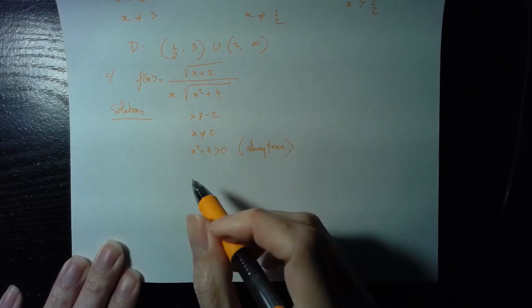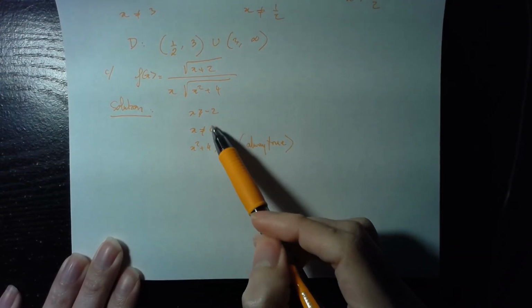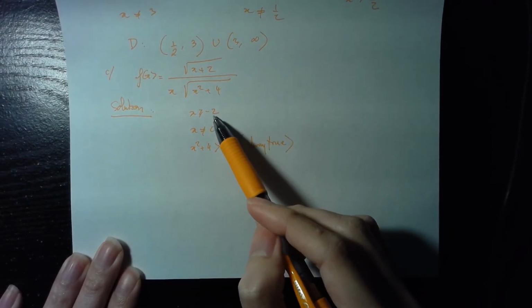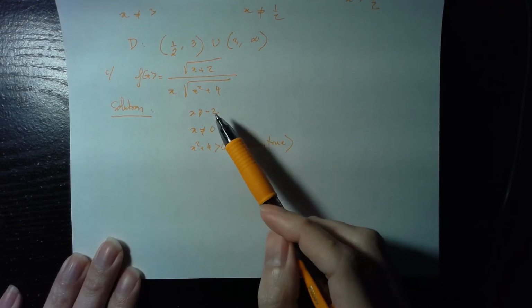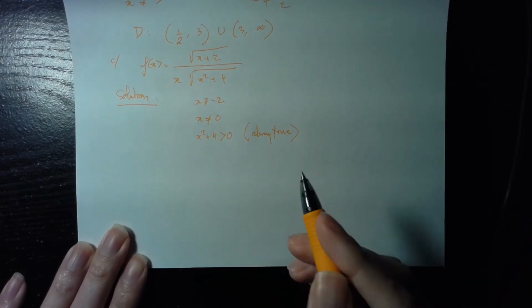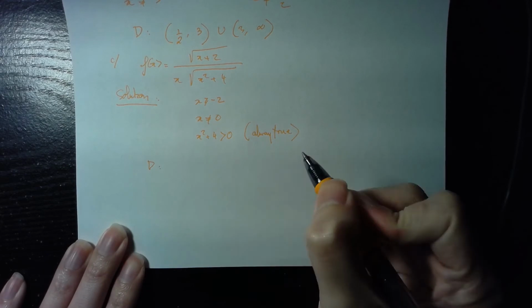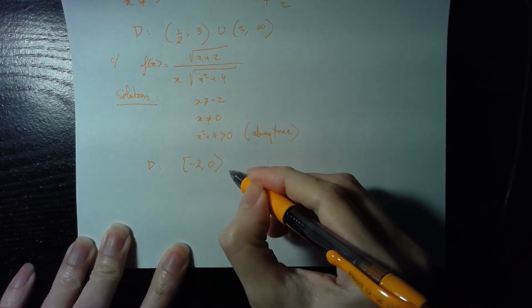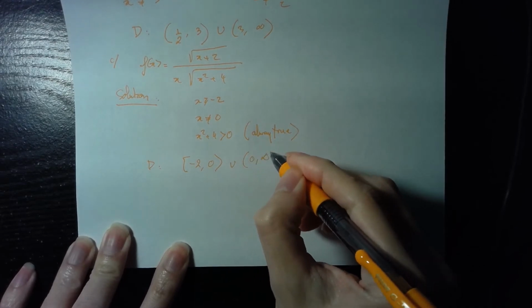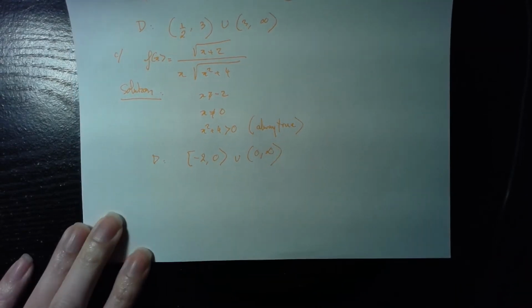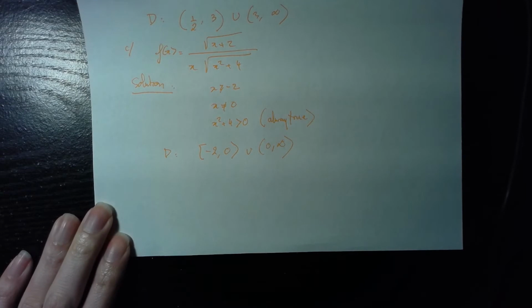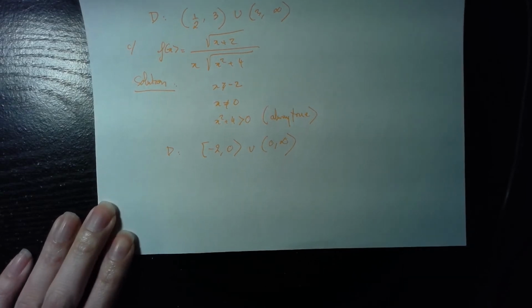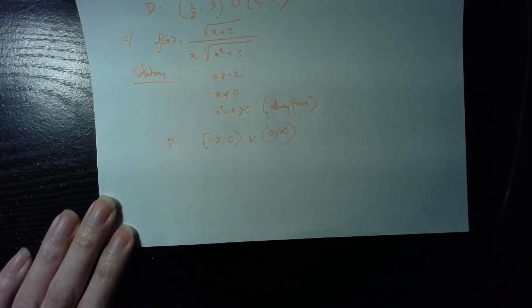Okay, so we just consider these two domain conditions right here. We want everything greater than -2 and different from 0. So the final answer will be (-2, 0) union (0, infinity). That is for C.